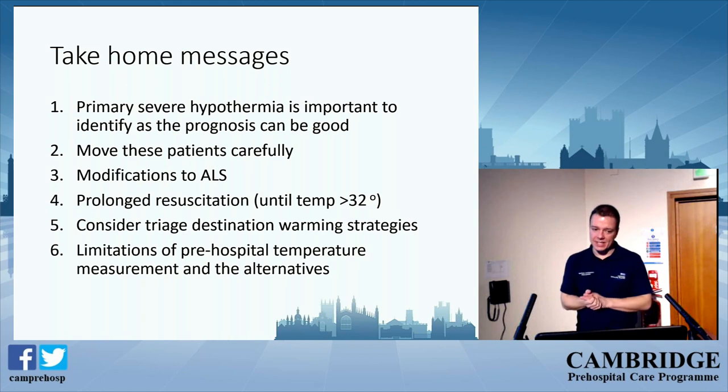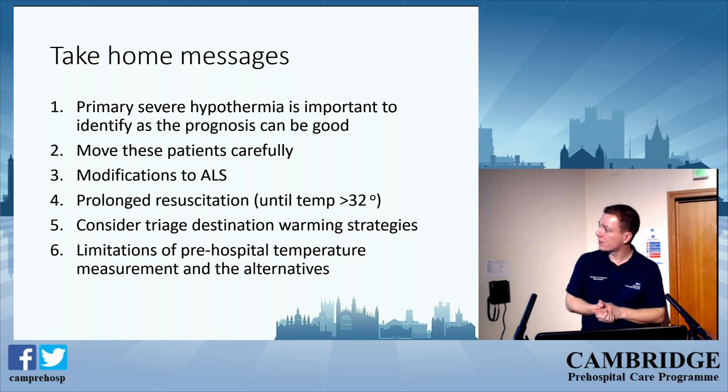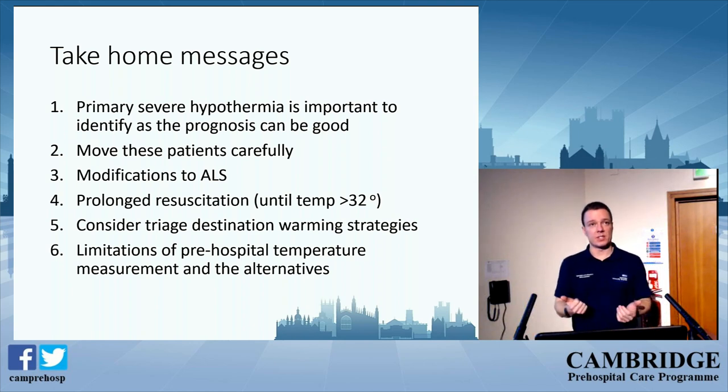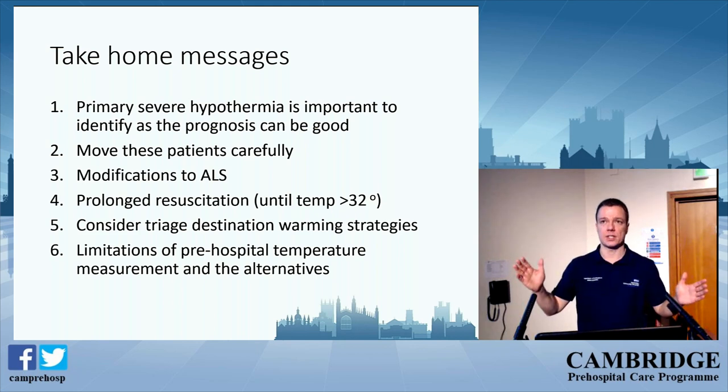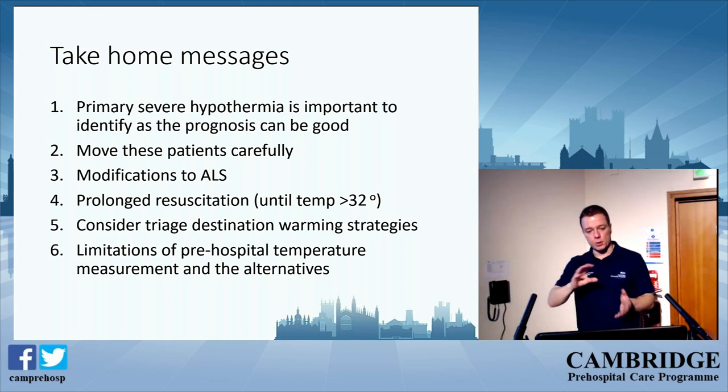So the take-home messages for hypothermia then. Primary hypothermia is important to identify because the prognosis can be good, and we should be moving heaven and earth to try and get these patients warm quickly through the right system and not let them deteriorate into cardiac arrest. We've talked about moving patients carefully, we've talked about the modifications to ALS and why that's important. I think prolonged resuscitation here should be the norm, and you have to have a good reason not to have prolonged resuscitation. Think about the usefulness or otherwise of some of the typical prognostic indicators that you use.